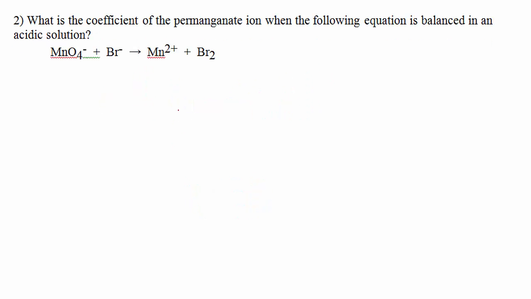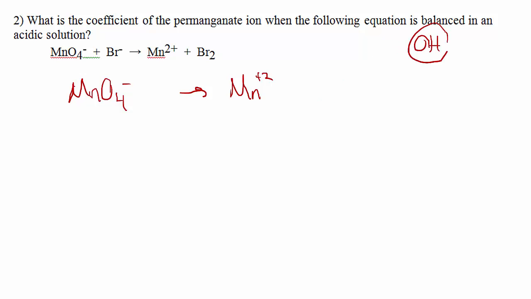All right, number 2, what is the coefficient of the permanganate ion in the following equation when it's balanced in an acidic solution? So the first thing that we have to do is, we start with MnO4 minus, and it becomes Mn plus 2. Now the way I remember balancing is we balance whatever isn't O or H, then we balance O by adding water, then we balance H by adding H pluses, and then we balance charge by adding electrons. So it's in that order.